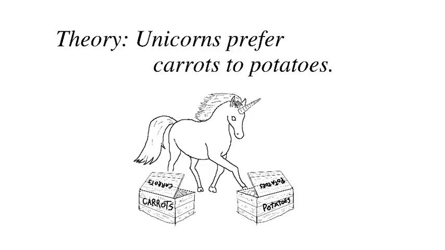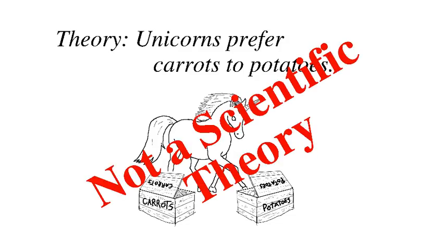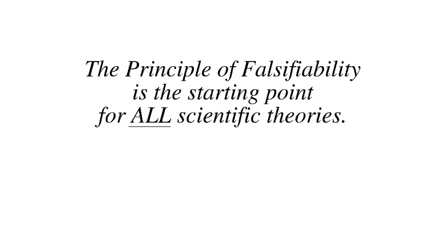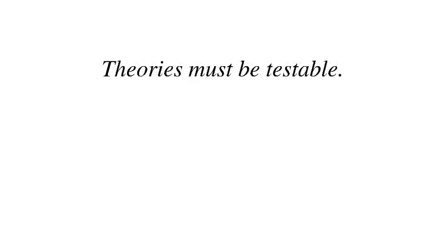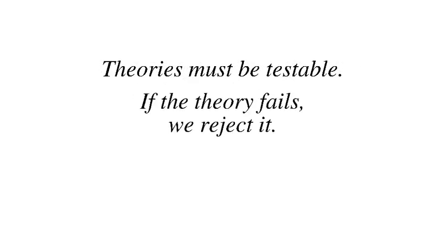For example, a theory which claims that a coin flip will always come up heads is a valid scientific theory because it is testable. If the flip does not come up heads, it is possible to observe the tails and falsify the theory. On the other hand, a theory claiming that unicorns prefer carrots over potatoes is not a valid scientific theory because it is not possible for us to observe the unicorn preferences. The theory is not falsifiable, so it is not a scientific theory. Therefore, the principle of falsifiability is a starting point for all scientific theories. We must be able to test the theory, and if the theory fails, we reject it.